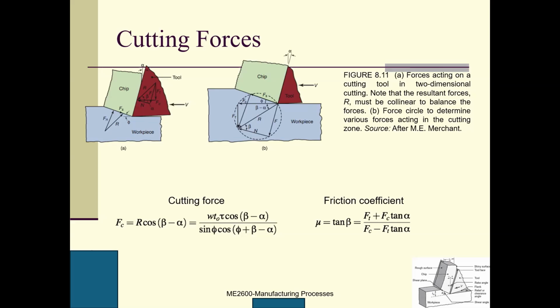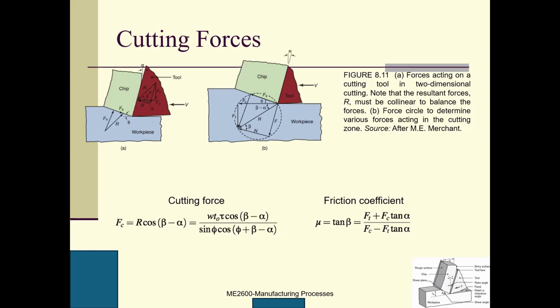So here is how we calculate Fc, where c stands for the cutting. So this is along the cutting speed. So Fc equals, based on this equation, the hypotenuse R, the resultant force, multiplied by cosine of beta minus alpha. So this is the total beta, and so here is beta minus alpha. So this is beta, right? So this is alpha, beta minus alpha.